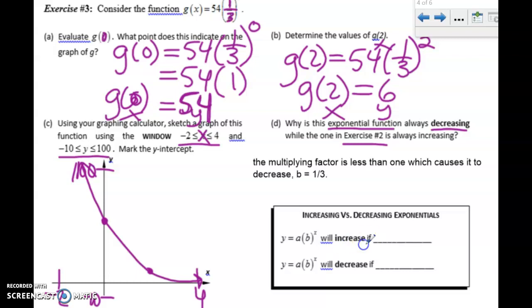So let's take a good look at this. It's going to increase if the b value is greater than 1. So anytime you multiply by a number bigger than 1, obviously it makes it increase or makes it larger. But if we multiply by a b value that is between 0 and 1, so again, that's a compound inequality that only means between 0 and 1, it is going to decrease.